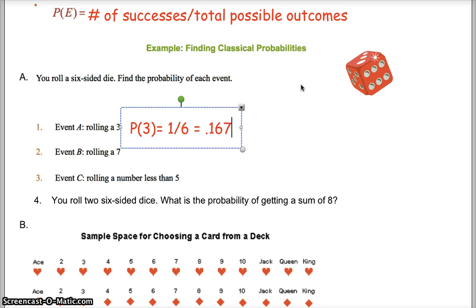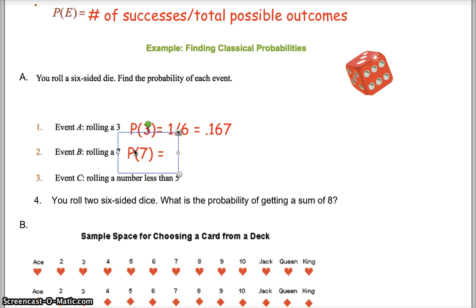Remember, probability will be anywhere between 0 and 1, so double check to confirm that the probability you calculate is between 0 and 1. Event 2, we want to find the probability of rolling a 7. Well, on a 6-sided die, 0 numbers are the number 7. And 0 out of 6 total outcomes is 0.